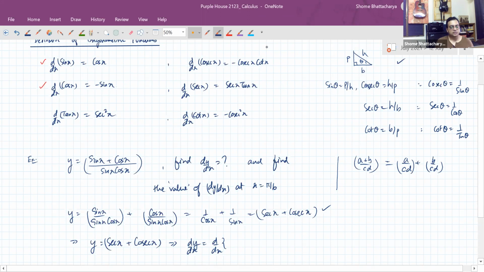So anyway, coming back to this now. We have y as sec x plus cosec x. So dy by dx becomes the differentiation of this whole function, sec x plus cosec x. Now we'll take the differential operator inside the bracket.